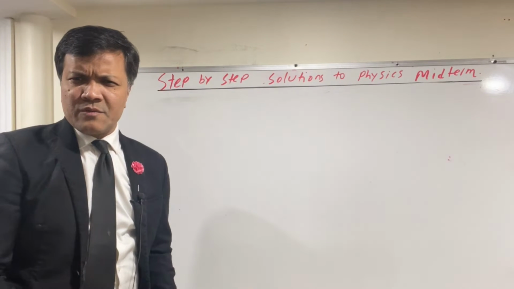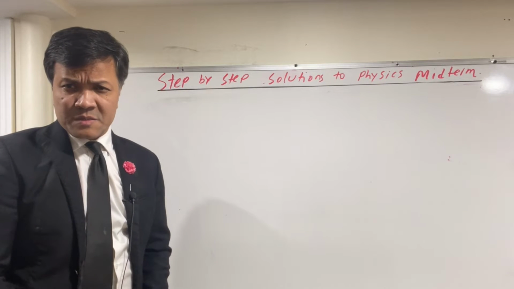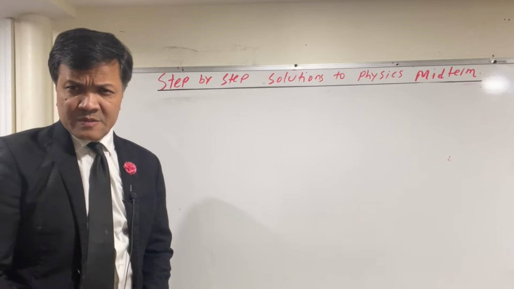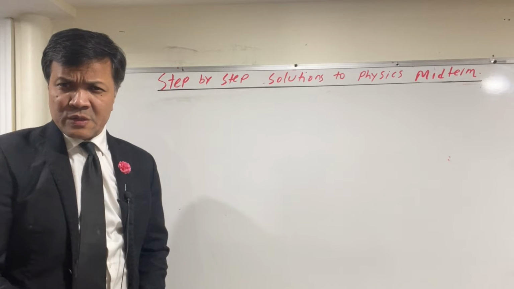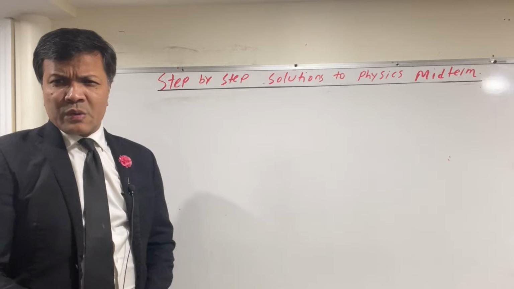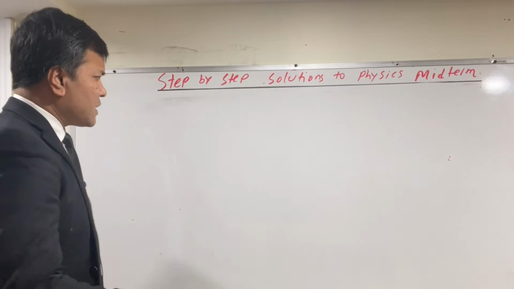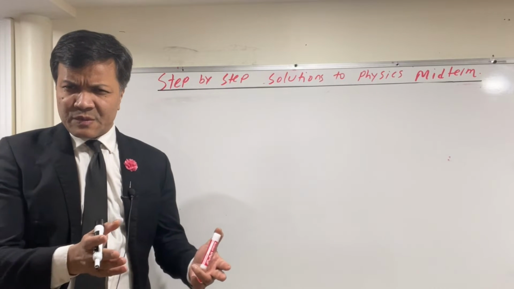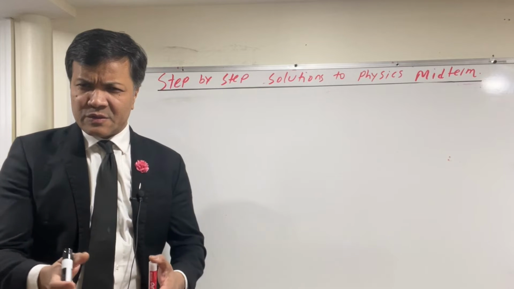In this video, I'm going to give you a step-by-step solution to physics midterm. This video will be less than 20 minutes long. That means I'll spend less than 1 minute to solve each problem. Problem number one, I wanted to verify your understanding between the scalar and vector quantities.